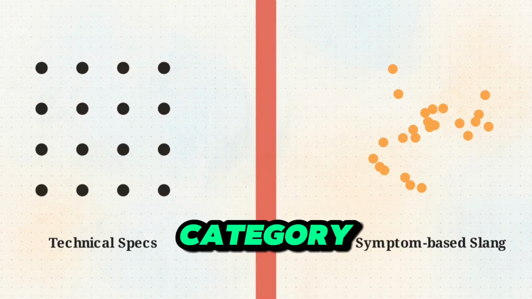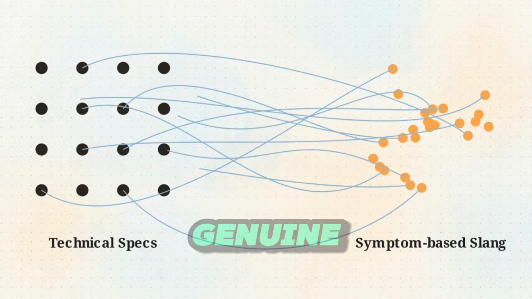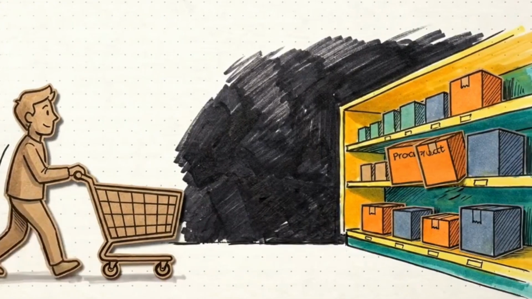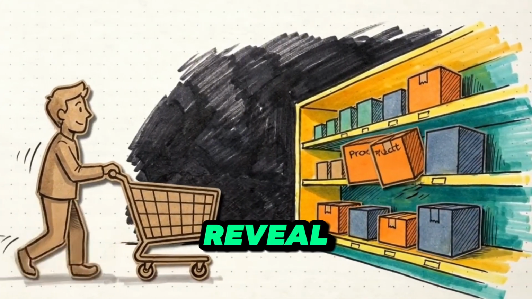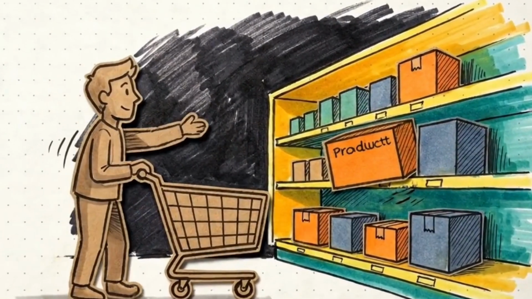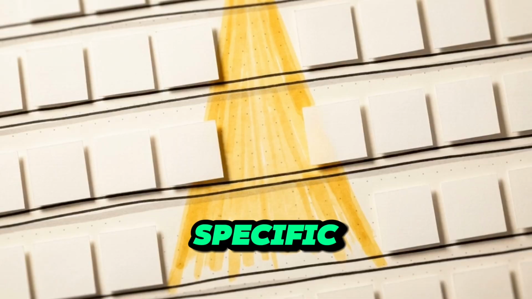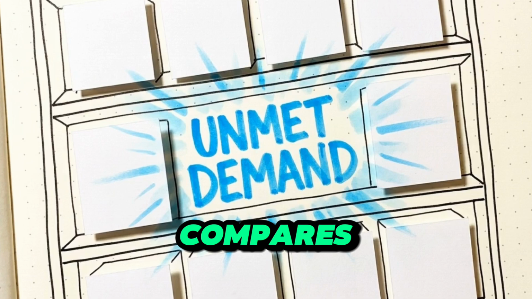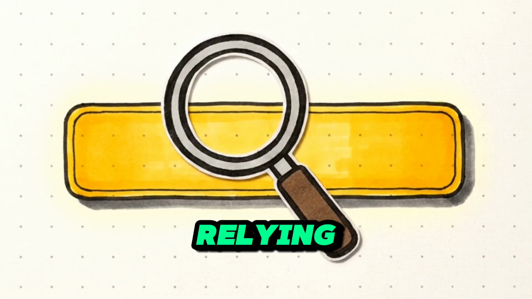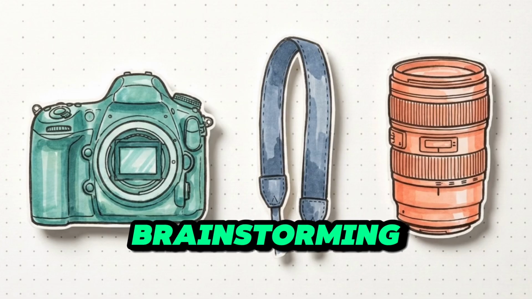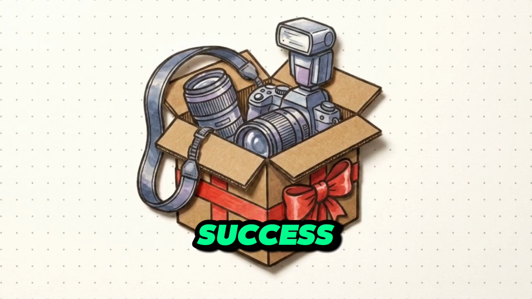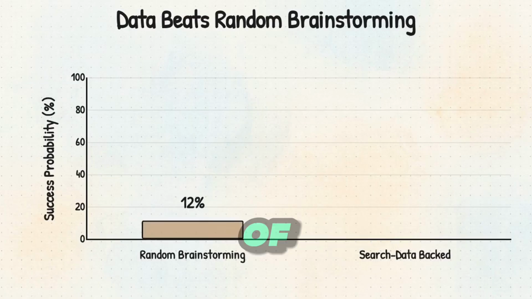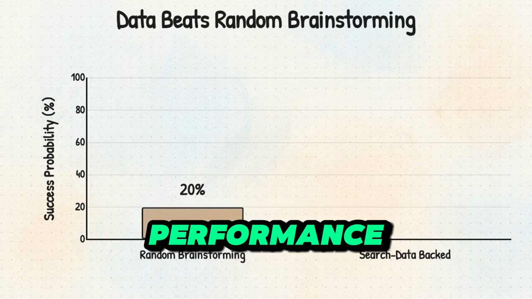The second category of a zero-result search points to a genuine gap in your inventory. We call this the missing reality. These unanswered queries reveal which new product categories, lucrative product bundles, or specific accessories they already want to buy. This chart compares two approaches to growth. Relying on random product brainstorming yields a low probability of success, while developing inventory backed by search data follows a trajectory of significantly higher statistical performance.